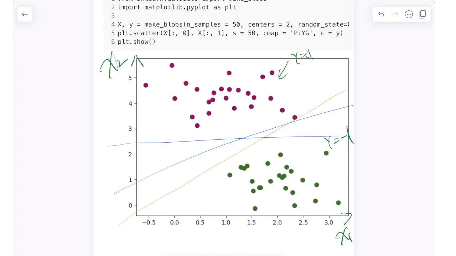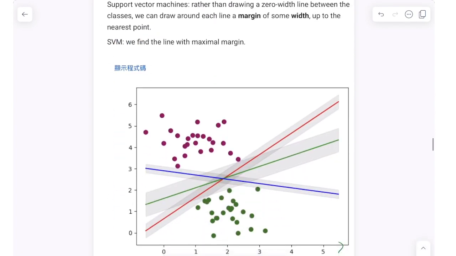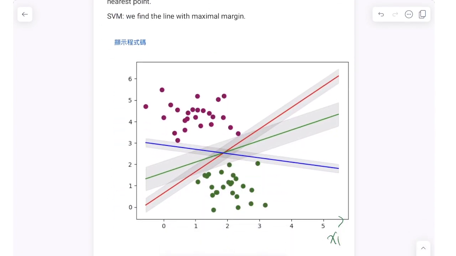The problem is very similar to MSE. We need to find an evaluation function to help us find the best boundary line. The concept of MSE is to find the minimal error, right? But in SVM, it is a little bit different. We first take a look at this one, the green line.